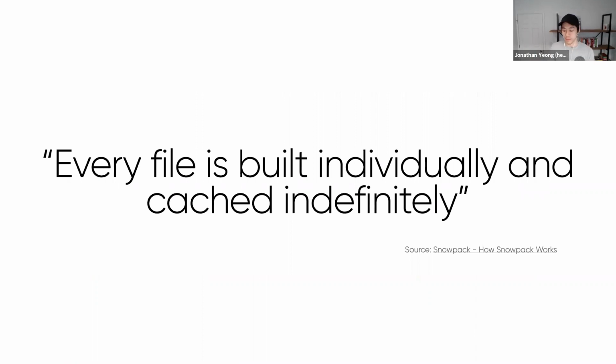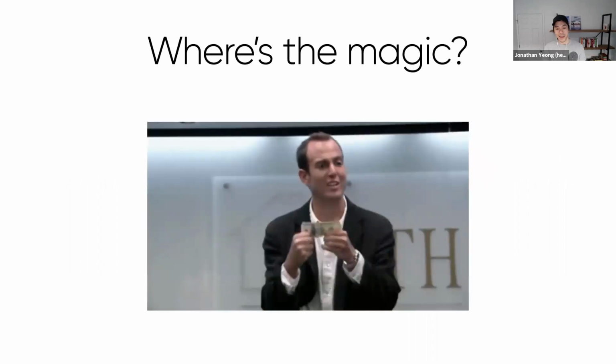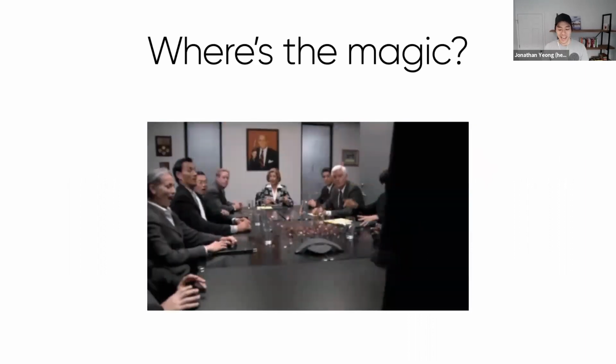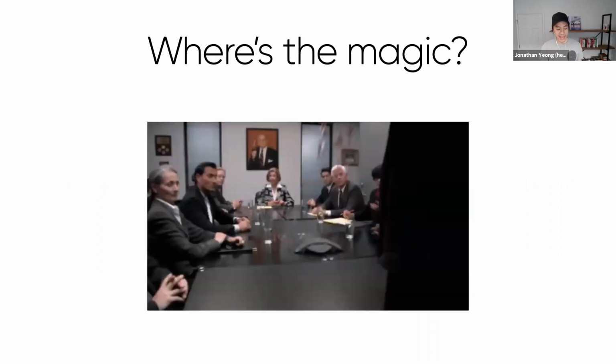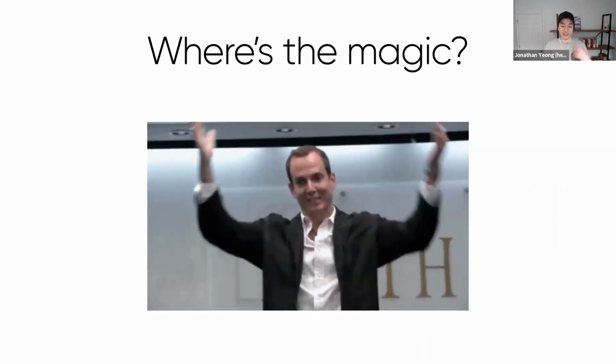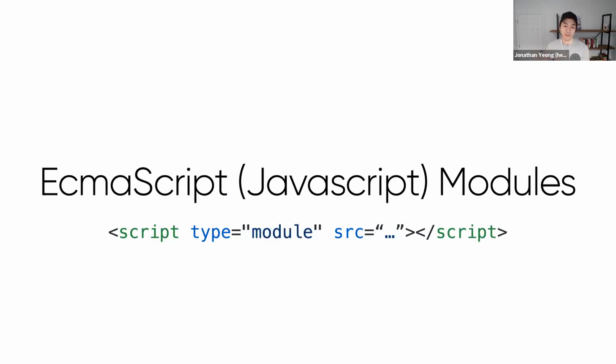This caching is really important, because when we run the Snowpack dev server, for example, it will build your JavaScript files and also all of the node module files, and then it will just cache them. So you don't need to worry about having to rebuild or rebundle them at any later stage. That sounds great and all, so let's talk about where the magic is. Snowpack and Vite are built around ECMAScript modules, also known as JavaScript modules. And that's this script type equals module that you can find here.